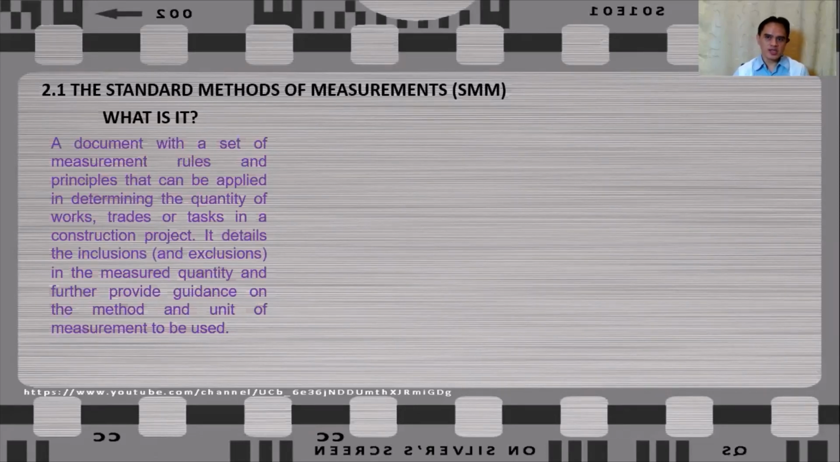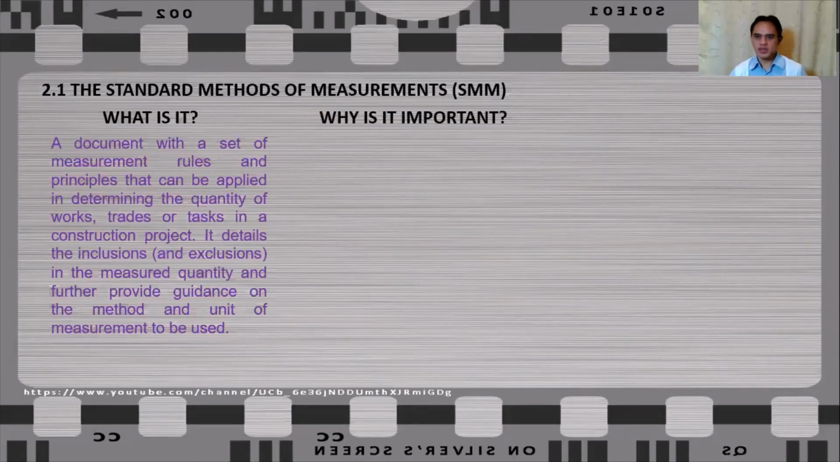It details the inclusions and even the exclusions of the measured quantity and further provide guidance to the method and unit of measurement to be used. So it's not only how to quantify, but also the description of what are to be quantified and the unit of measure that should be used for quantification. So that is what SMM is telling us.